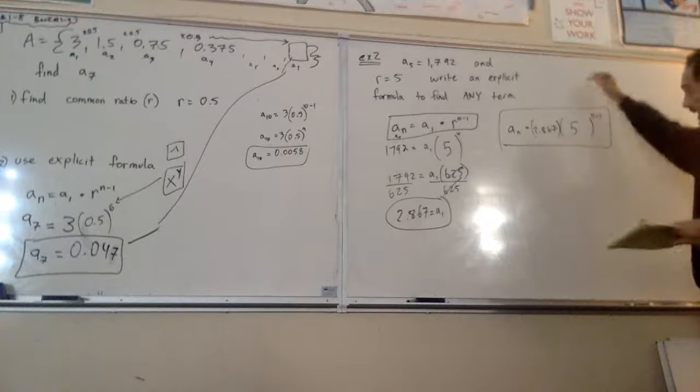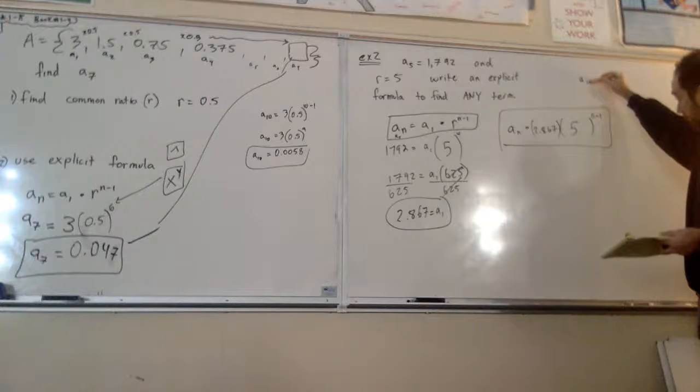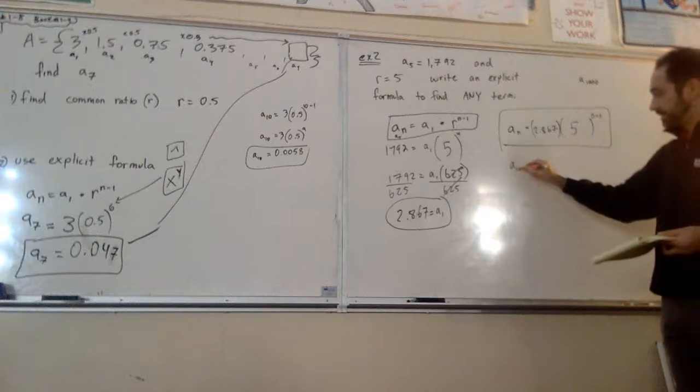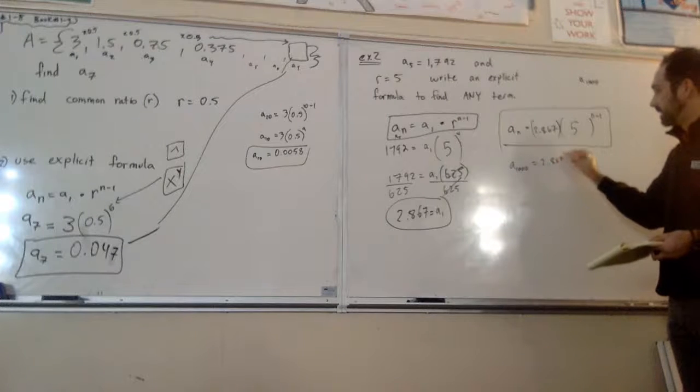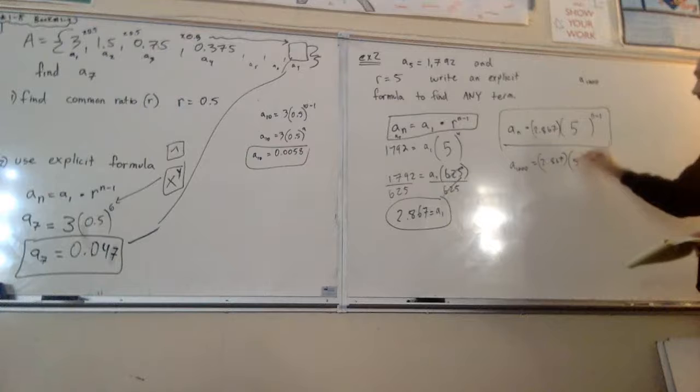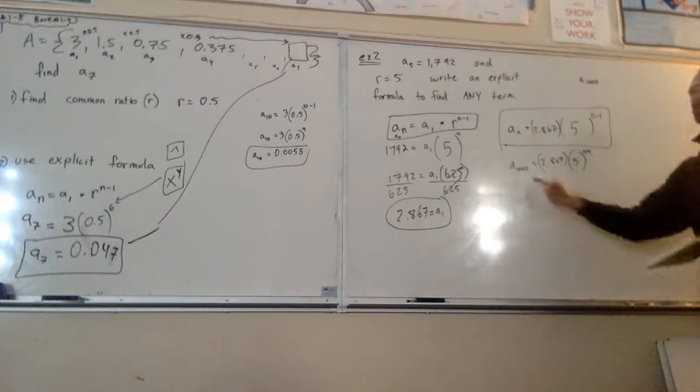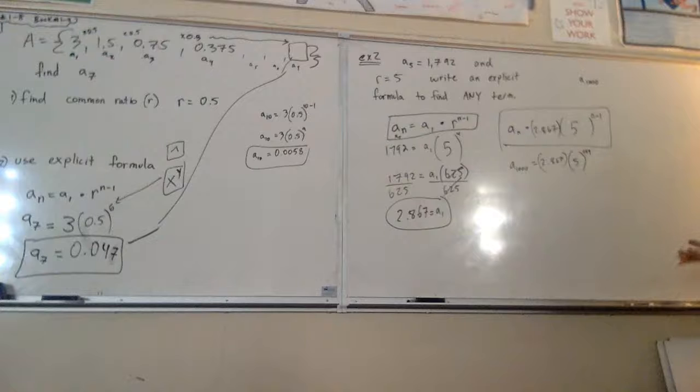If I want to know what a sub 1,000 is, you can plug into the n. A sub 1,000. See, we set this up so that we have the ability. What's 1,000 minus 1? 999. You see, I'd be able to find the 1,000th term because I created a formula for it to plug in. It's the same as yesterday, really. Yesterday was arithmetic. This is geometric.